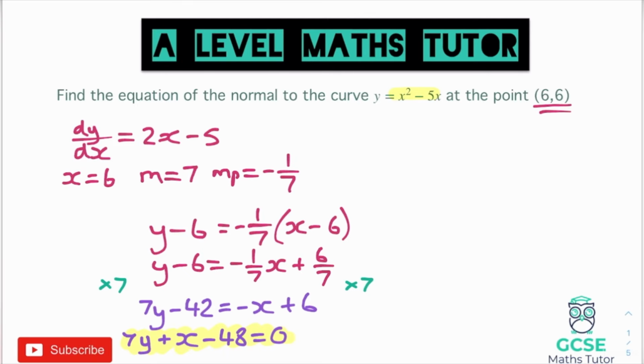So when it comes to looking at normals, don't forget you have to differentiate to find the gradient of the tangent, and then use your negative reciprocal for the gradient of the normal.